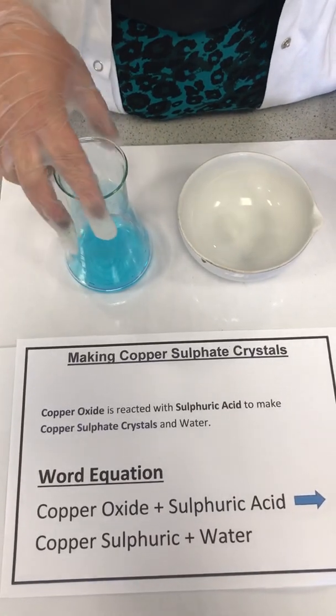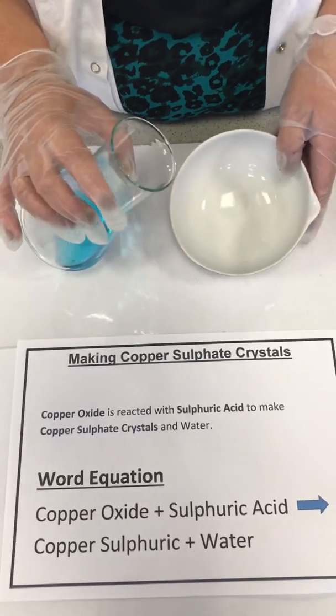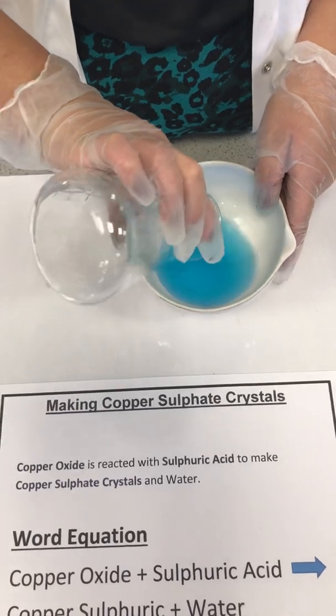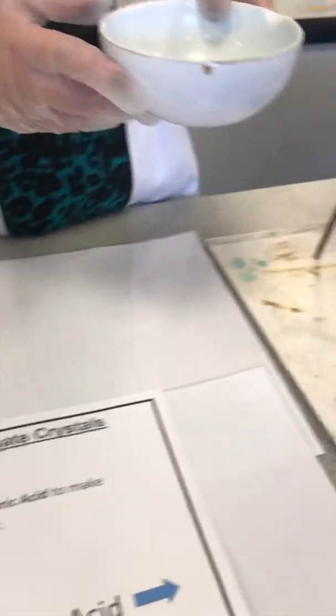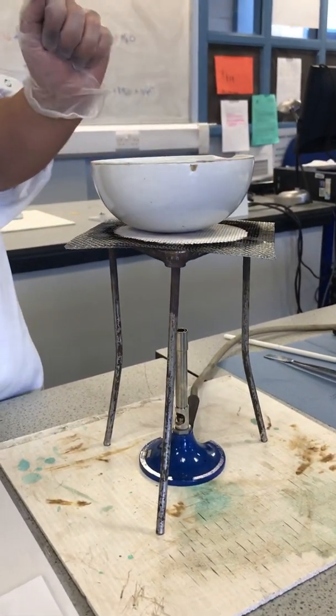Step 6. Pour the pure copper sulfate solution into the evaporating basin so that we can start heating the copper sulfate solution using a Bunsen burner.